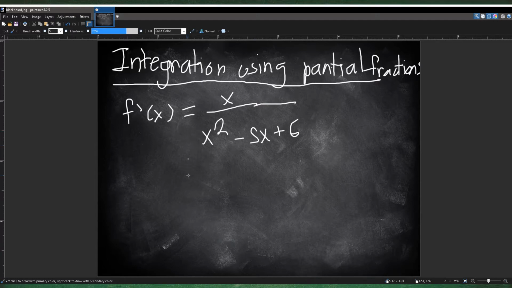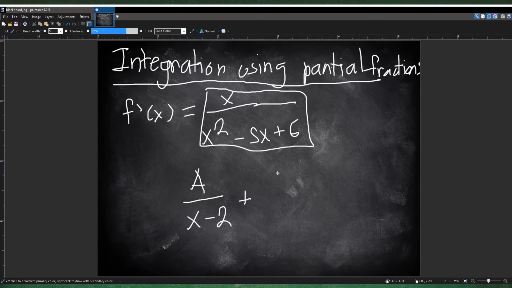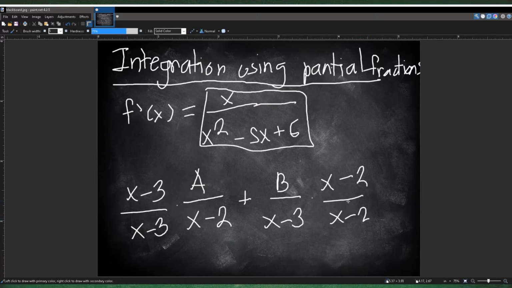what we could do is split this equation first into two parts. So we could split this up into, let's call this a, a divided by x minus 2 plus b divided by x minus 3, right? Because if you simplify these together, you multiply this by x minus 3, and this by x minus 2. So this is just this one, right? And then you multiply them, that's x squared minus 5x plus 6, which is this on the bottom, right?